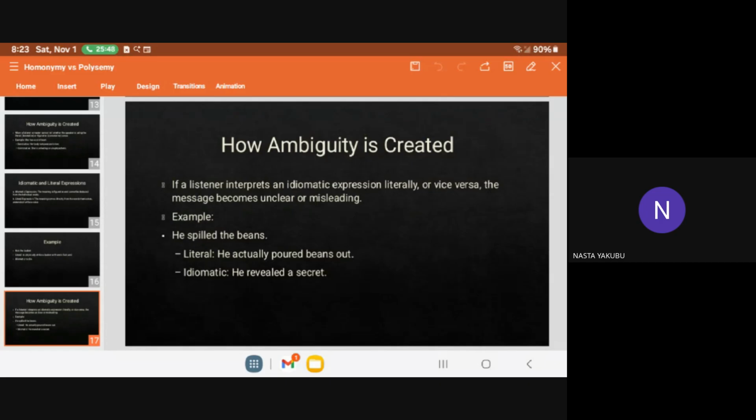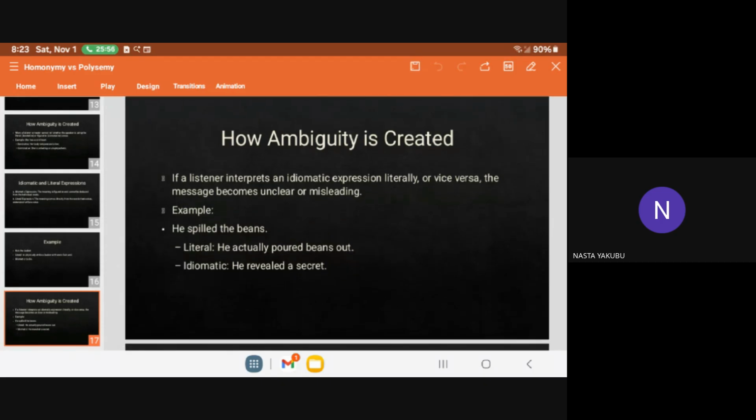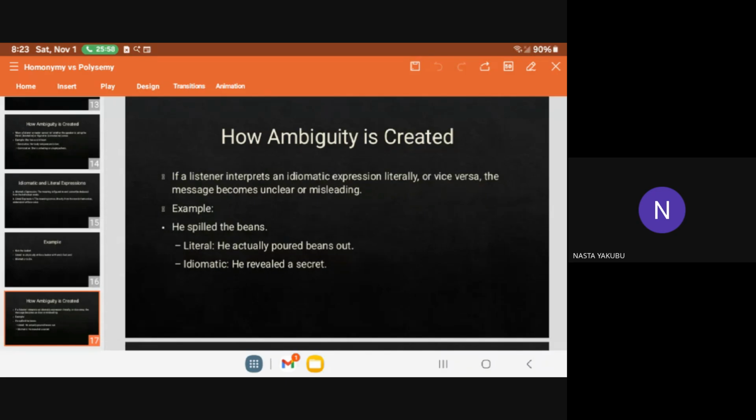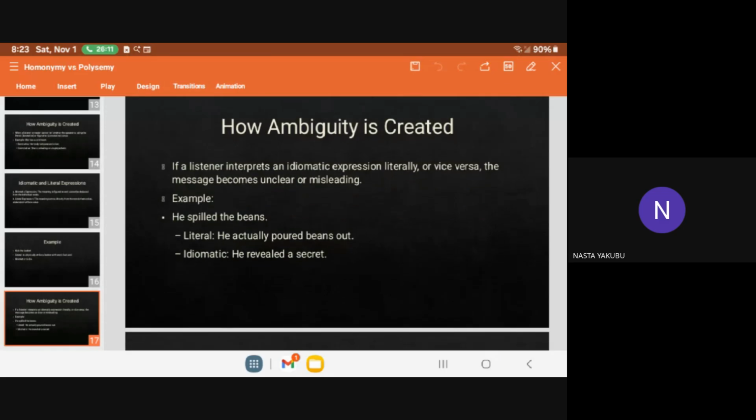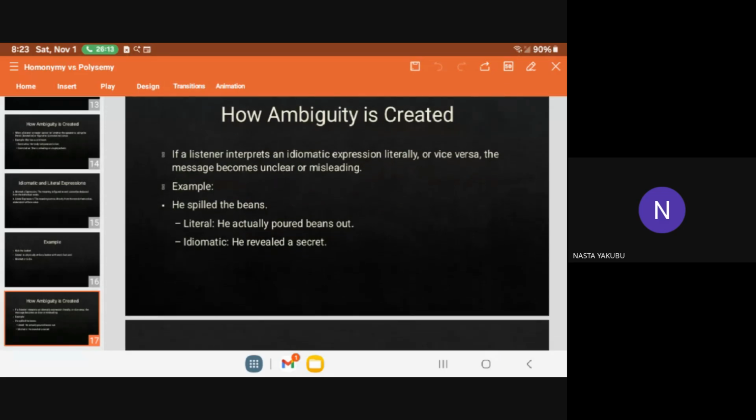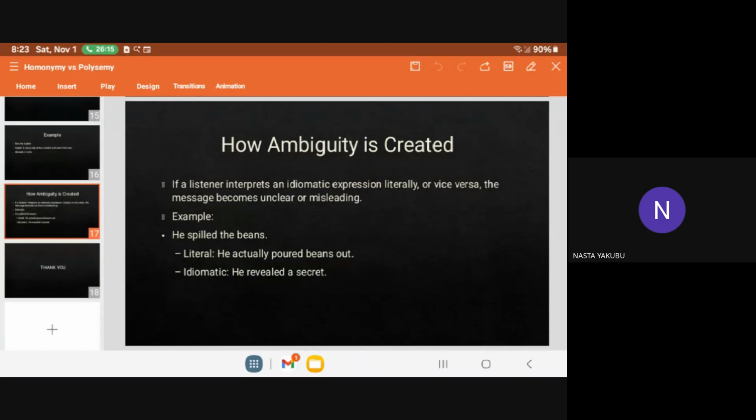But the point here is this, that one should look at the context. The context comes up here. The context will really tell you whether it's an idiomatic expression or whether it's a literal expression. And so the meaning will be obtained from the context of the usage of the word.